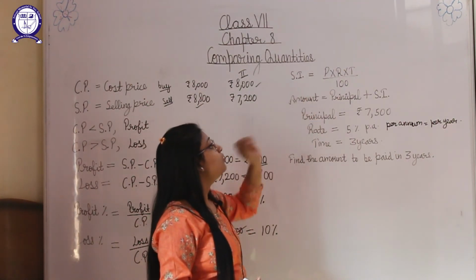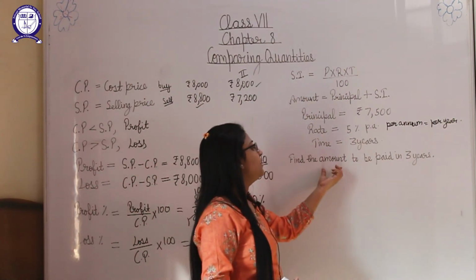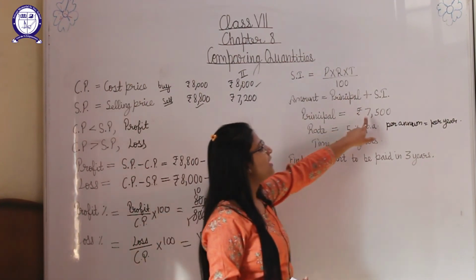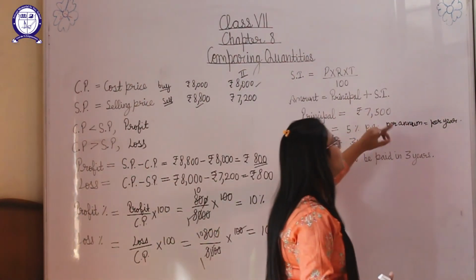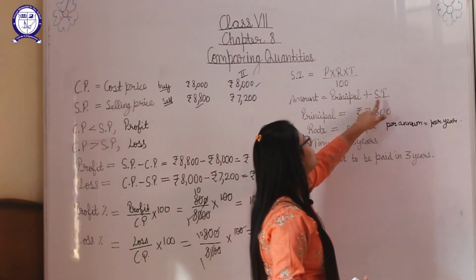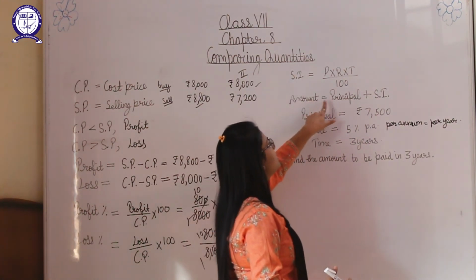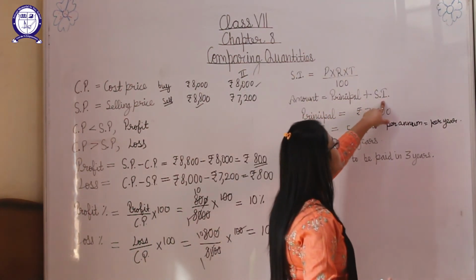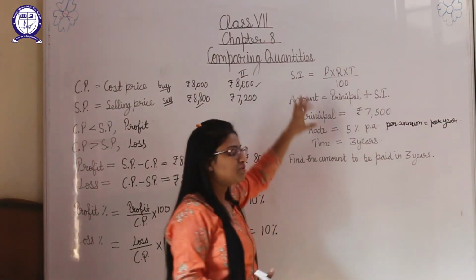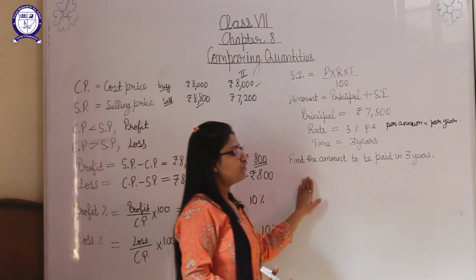Now the amount which he needs to pay. As I told you, he will pay that amount obviously, but he will also pay the interest in addition. So amount he needs to pay means amount is equal to principal plus simple interest. So these are the two formulas you need to learn. Now we will solve the question.